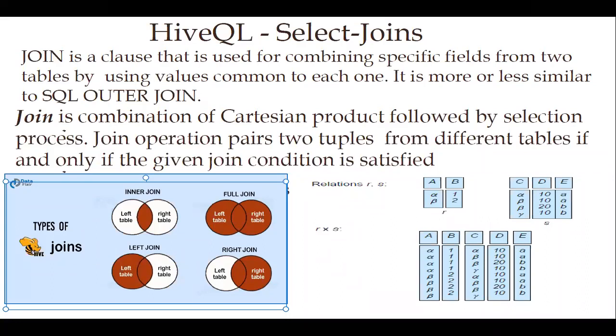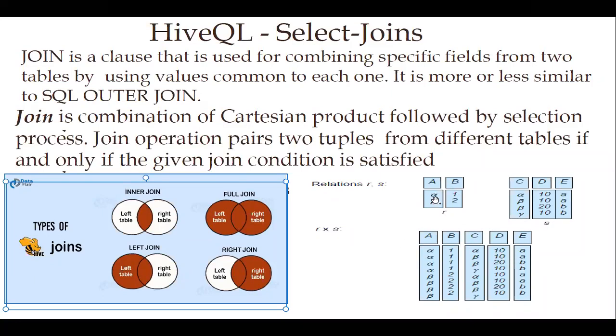When you perform the join operation, based on different conditions, we'll be doing different types of join operation. Now you can see here how the Cartesian product is done. You have two relations R and S. Here the relation stands for the table. This is table R and this is table S. So you have the two tables, and you perform the Cartesian product, R cross S.